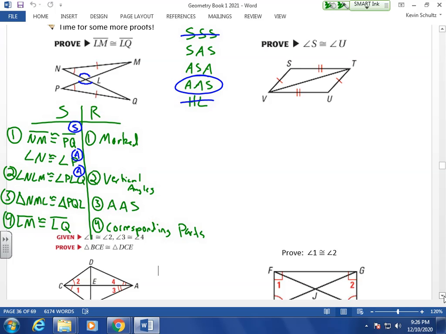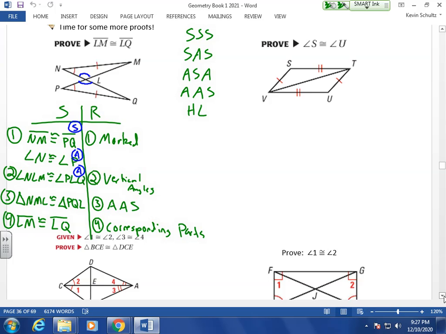You only need 3. That's why I have side, angle, side, and so on. But if you can prove the triangles are congruent, then all their corresponding parts are going to be congruent as well. Okay? All right. There's the first one. Second one. I'm going to put these back up here again. Side, side, side. Side, angle, side, angle, side, angle, angle, side, and HL.